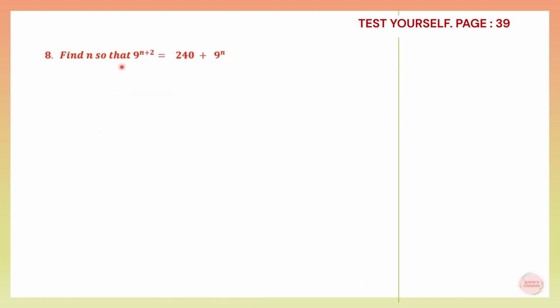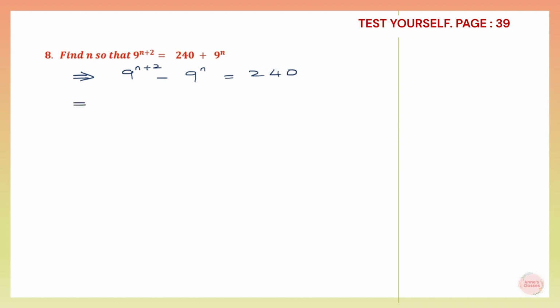Question 8. Find n so that 9 raised to the power of n plus 2 is equal to 240 plus 9 raised to the power of n. Now look carefully. I'm going to write this as it is. This is an equation. So I'm going to write 9 raised to the power of n plus 2 as it is. And I'm going to move this 9 raised to the power of n from the right hand side to the left hand side. Because it is plus, now it's going to become minus 9 raised to the power of n. And this is now equal to 240.